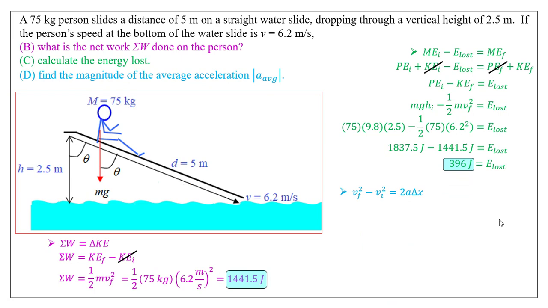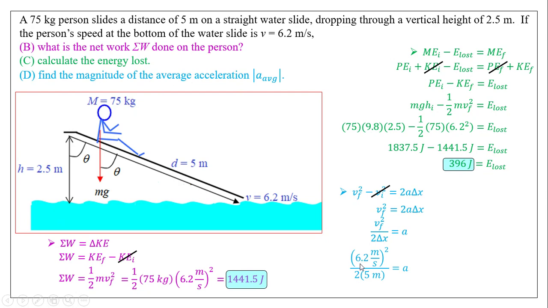And then last but not least, part D says find the magnitude of the average acceleration. I'm just going to go back to my kinematics days. Here, V_I crosses out because it starts at 0. I'm trying to find a, but I know V_F is 6.2. I'm just going to clean this up a little bit. So V_F squared equals 2a delta x. To solve for a, I'm going to divide both sides by 2 and delta x.